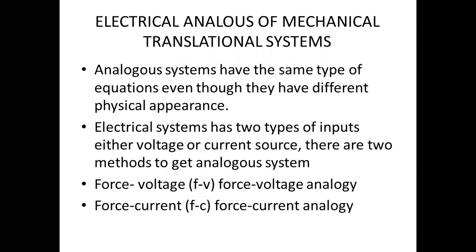In an analogous system, they have the same type of equations, even though they have different physical appearances. The electrical system has two types of input. It can be either a current source or a voltage source. Based on these two types of inputs, we can classify the analogous systems into two categories: force voltage analogy and force current analogy. So there are two analogous systems corresponding to a mechanical translational system.